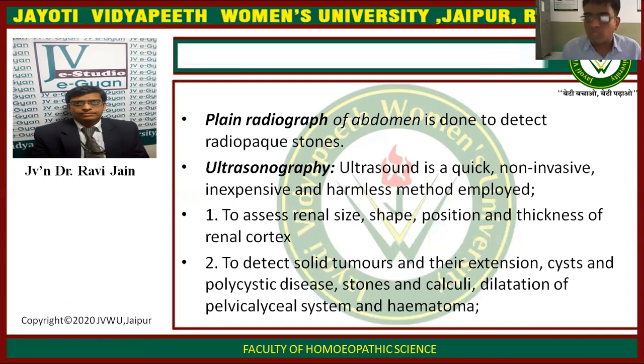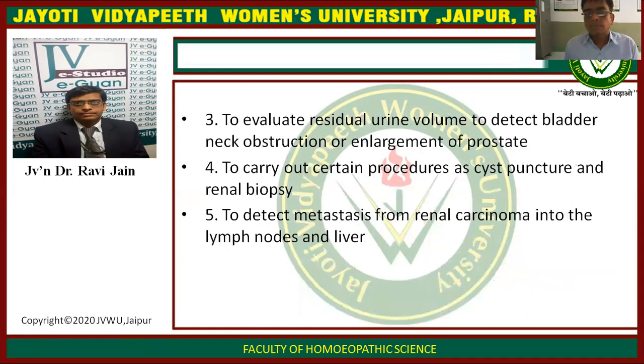So the first important thing was the plain radiograph, that is the plain X-ray. The second important radiological investigation is the ultrasonography, which is used to assess renal shape, size, position, thickness of the renal cortex, and to detect any kind of solid tumors and their extensions, any cyst, polycystic kidney disease, stones and calculi, the dilatation of the pelvicalyceal system and the hematomas.